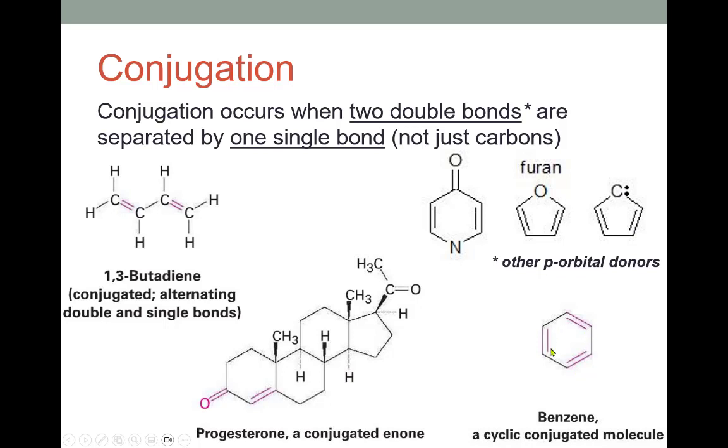Benzene is a cyclic conjugated molecule, and we'll see in a later chapter that this particular scenario is considered aromatic, and we'll talk about what that means as a particularly stable version of a conjugated system.